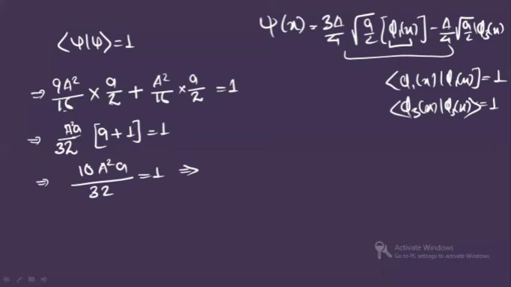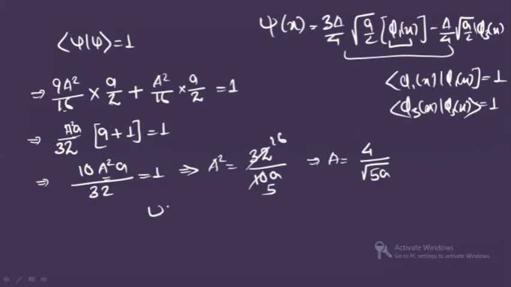Now from here you have to calculate the value of the constant a, because we are normalizing the wave function. So from this you will get a square equal to 32 by 10 small a. If you cancel, 2 ones are 2, 2 sixes are, 2 fives are. And from here you will get a equal to root over 16, which is 4, divided by root 5a. So this is the value of a.